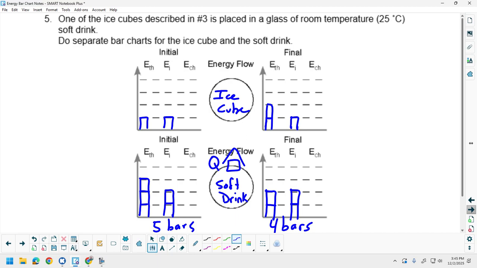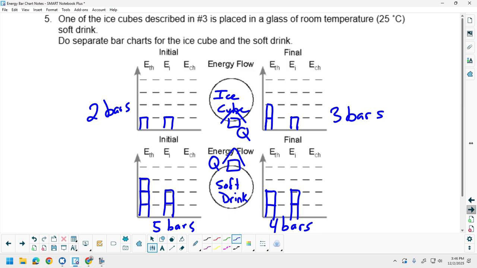Its overall energy went down, it got cooler, and it gave that energy away. But where did that energy go in this instance? What caused the soft drink's energy to go down? Well, it was the ice cube. For our ice cube, we had 2 bars to start, and at the end, it warmed up and went to 3 bars. So it gained 1 bar of energy. The soft drink lost energy because of the ice cube, while the ice cube gained that energy. So we had the transference of energy between the soda and the ice cube.